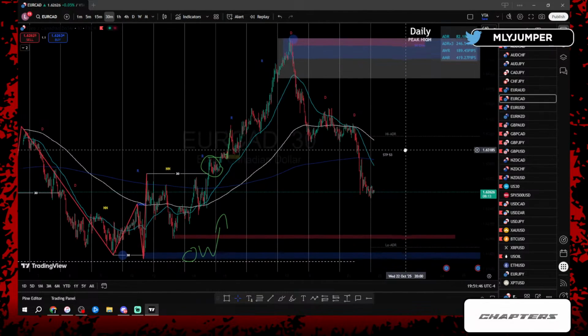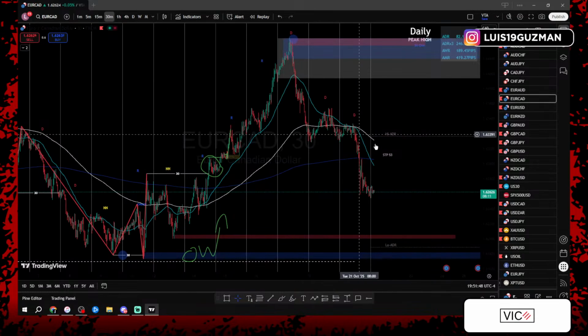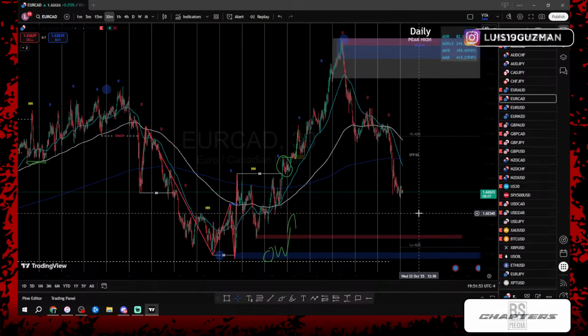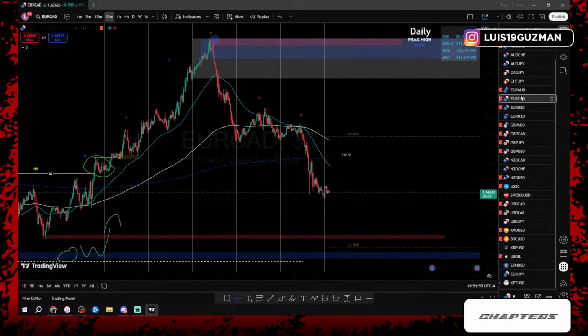ECAD, very similar to EU, right? Yeah, we have 3 days of drop. We're trading at a higher low, but we're trending below the EMAs already at this point. But we'll be waiting for the same thing to happen.